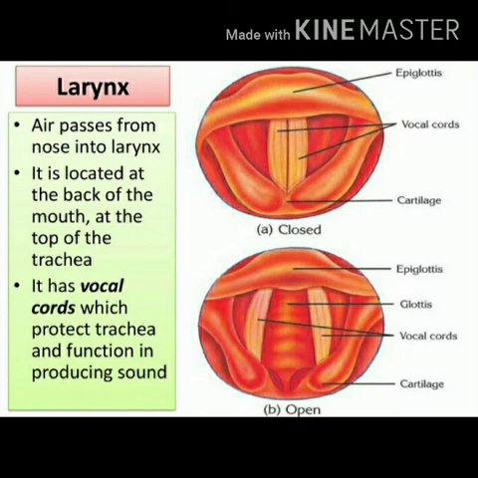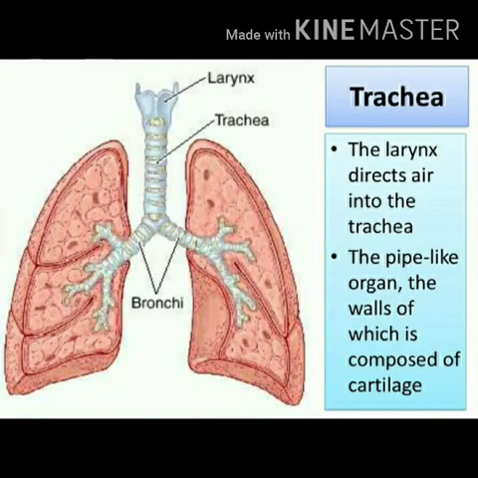Next is the larynx. The larynx is the upper part of the trachea. It is also called the voice box because it has vocal cords which protect the trachea and function in producing sound. We also call it the Adam's apple. It connects the pharynx to the trachea, and it is surrounded by cartilage which contains the vocal cords, which produce sound by vibration of the vocal cords.